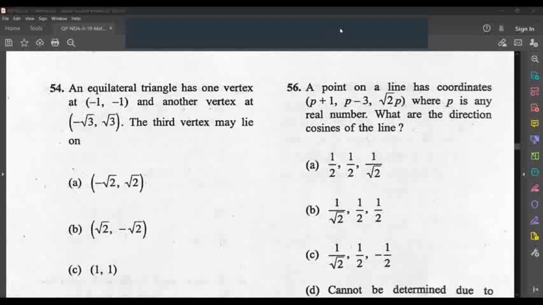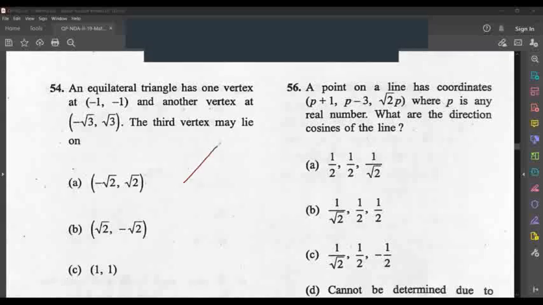An equilateral triangle has one vertex at minus 1, minus 1. Another vertex is minus root 3, root 3. You have to find the third vertex. So if it is P, Q, R, one vertex is minus 1, minus 1, the second vertex is minus root 3, root 3, and you have to find the third vertex.